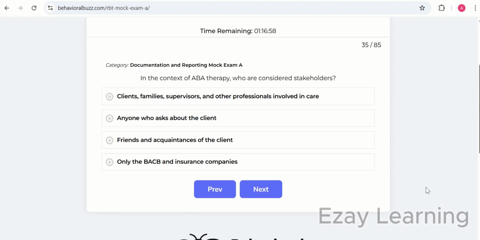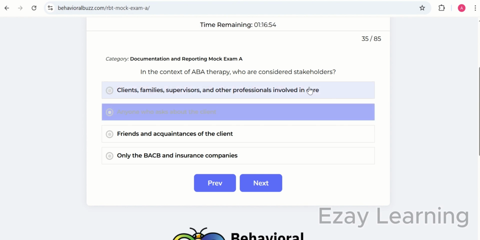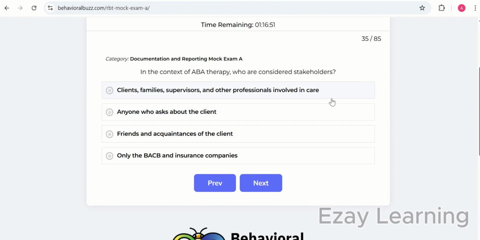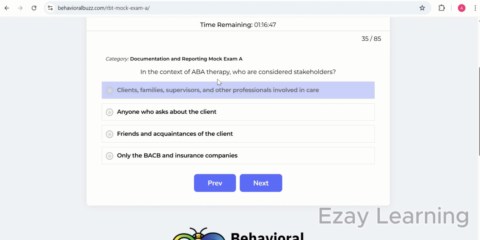In the context of ABA therapy, who are considered stakeholders? So anyone involved within the care, within the treatment plan, are considered as stakeholders. These can be clients, their families, supervisors, and other professionals.